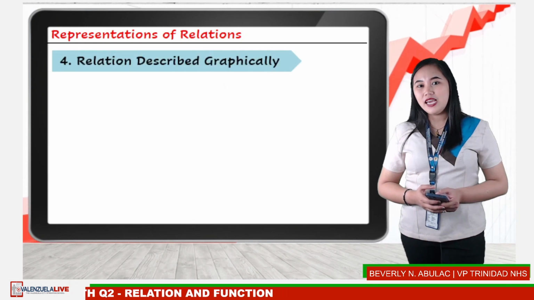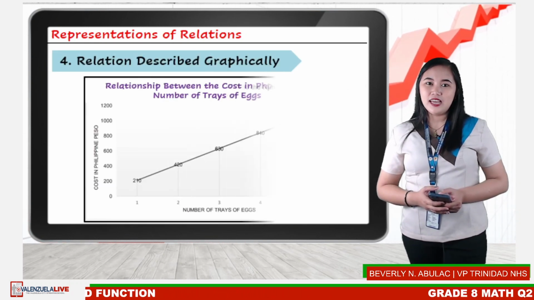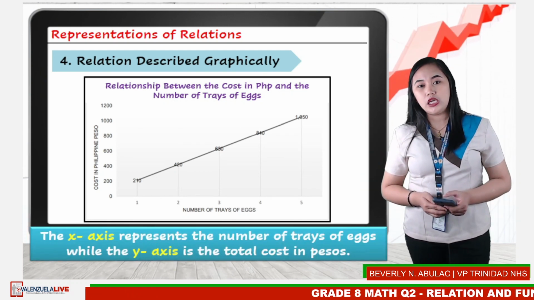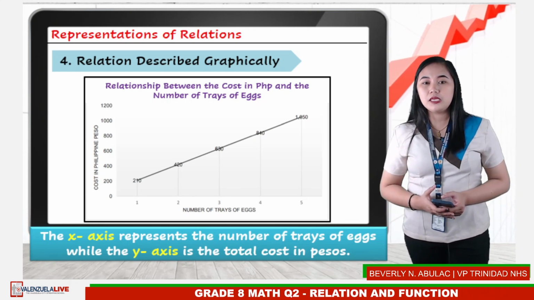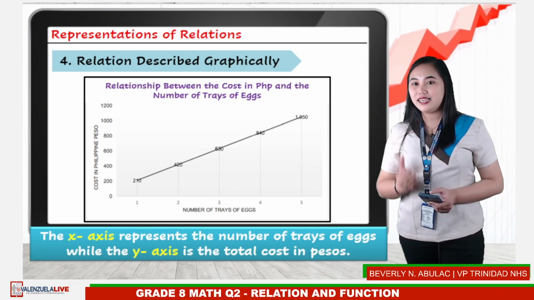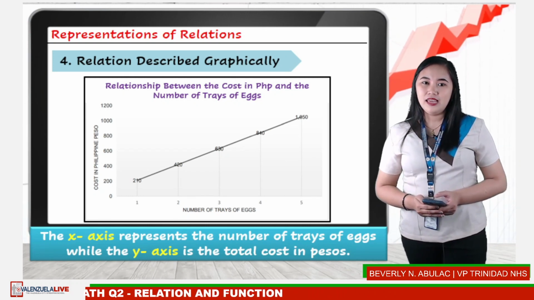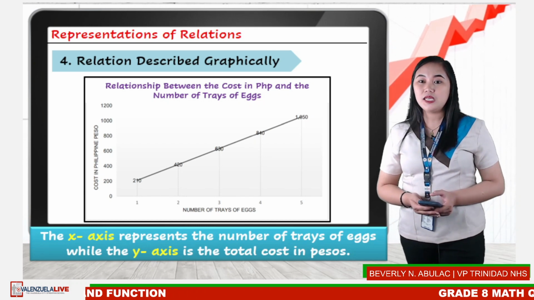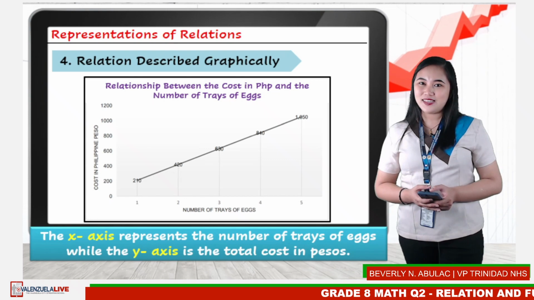Next, we have the relation described graphically. So below is the graphical representation of the relationship described in the previous slide. It illustrates the relationship between the total cost and the number of trays of eggs. The x-axis represents the number of trays of eggs, while the y-axis is the total cost in pesos.